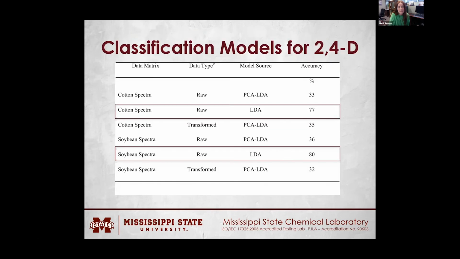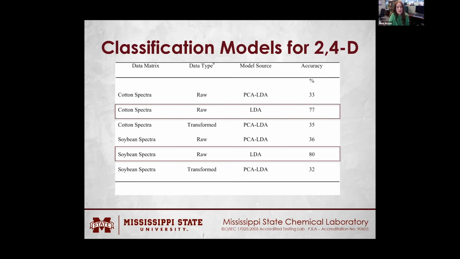Next slide. So again, if we look at the classification models for 2,4-D, we see the same thing, that the LDA spectra modeling source provided the best accuracy. Again, 77% overall accuracy for the cotton spectra and 80% accuracy for the soybean spectra.